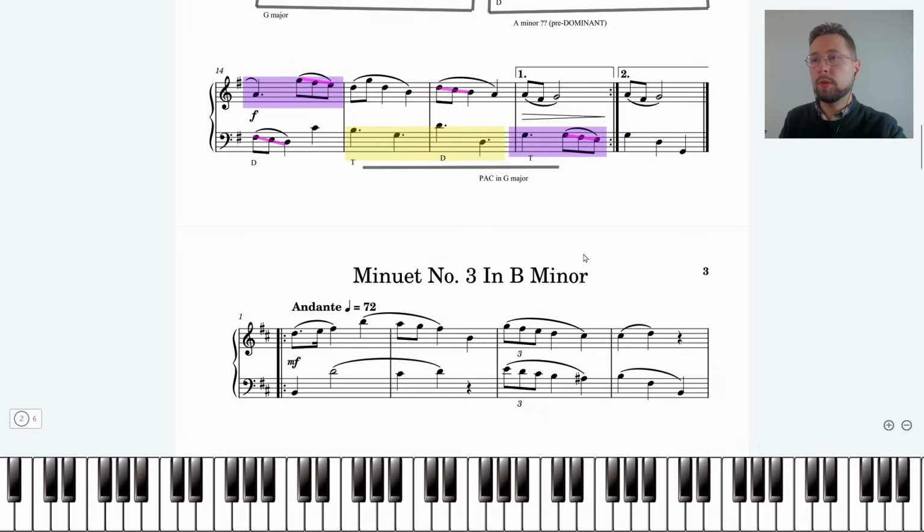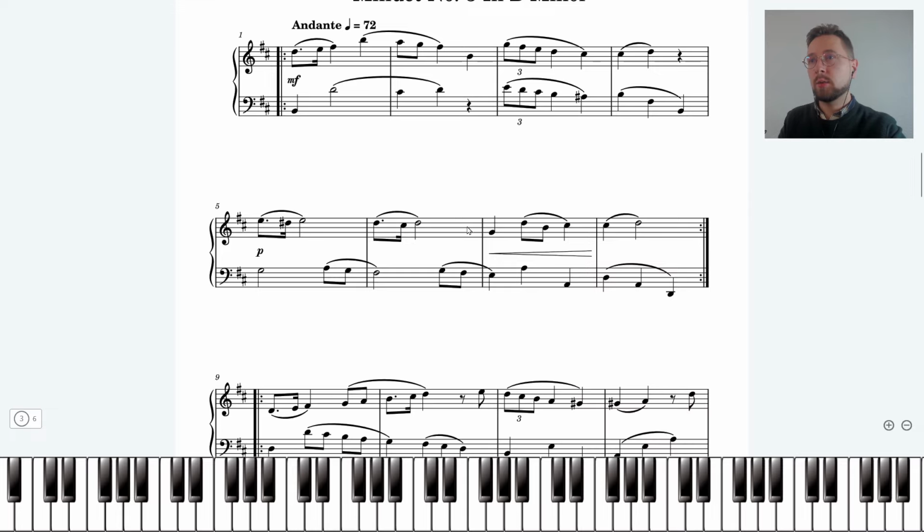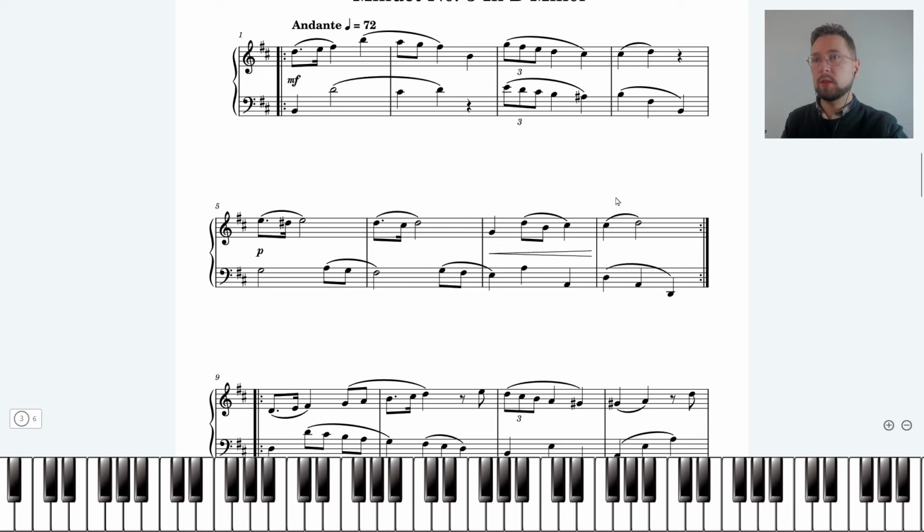All right, we're moving forward. So now we have the minuet in B minor. This is the first one that's in a minor key. And as we can see, well, it features also a slower tempo. So first thing I'll do is I'll play it.